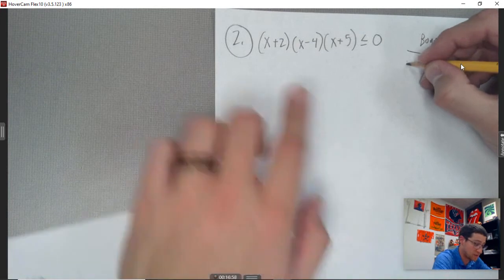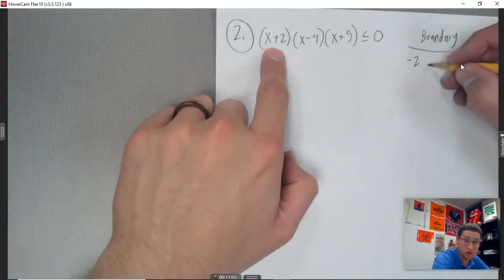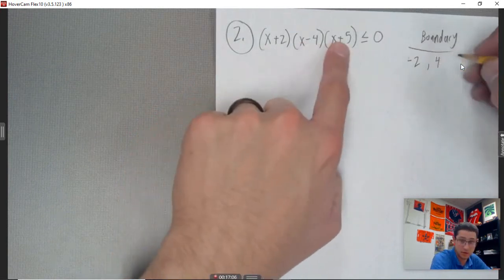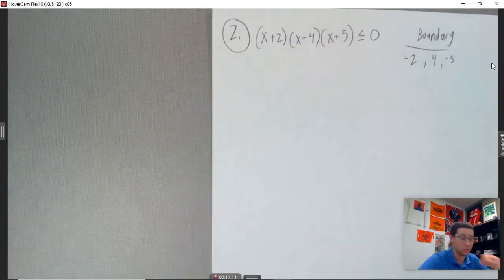But my boundaries are going to be negative 2. Okay, negative 2 here. It's going to also be 4 because of this one. And then negative 5 because of that one. All right, so those are my boundary points.